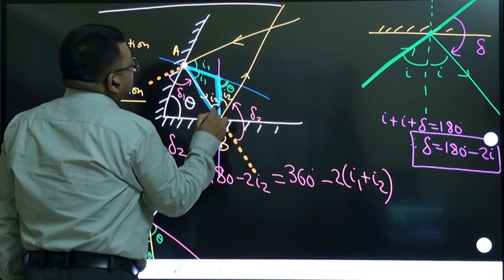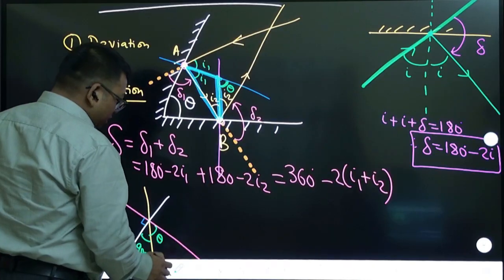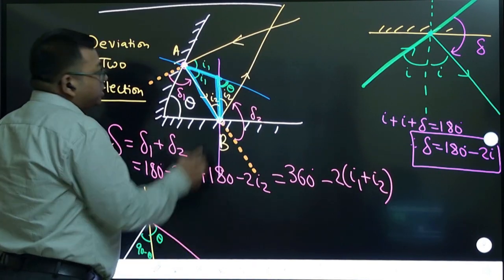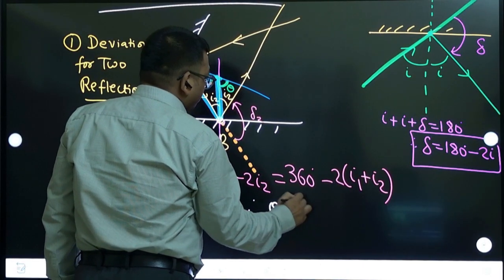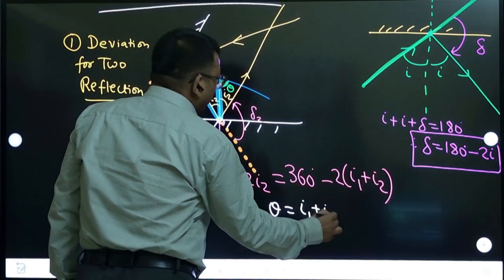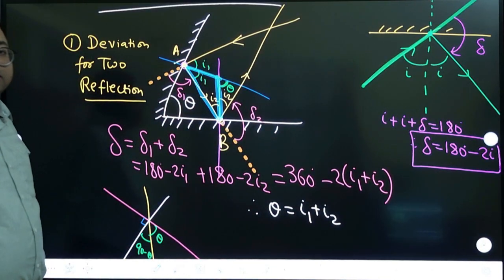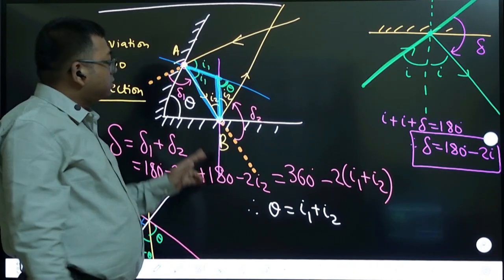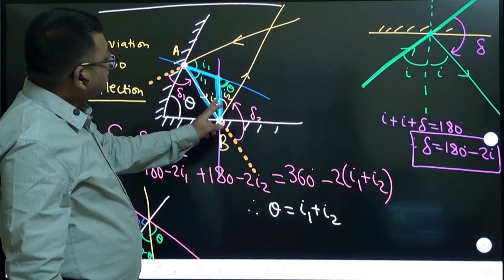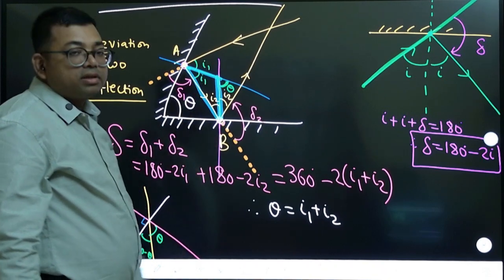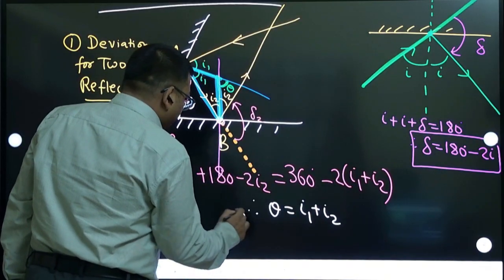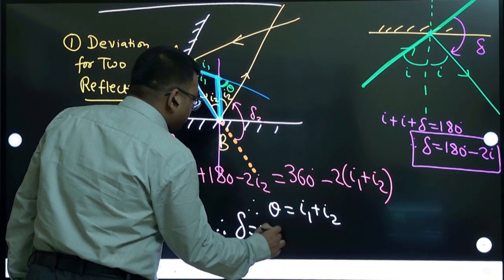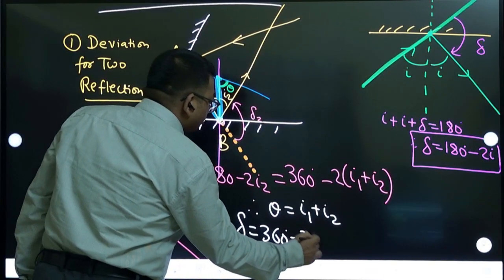This angle theta is an exterior angle, and an exterior angle is equal to the sum of the interior opposite angles. That is why theta is equal to I1 plus I2. Directly we can conclude from here, no need for further calculation. So theta is the exterior angle, and I1, I2 are interior angles of this triangle. So the total deviation formula becomes 360 degrees minus 2 theta.